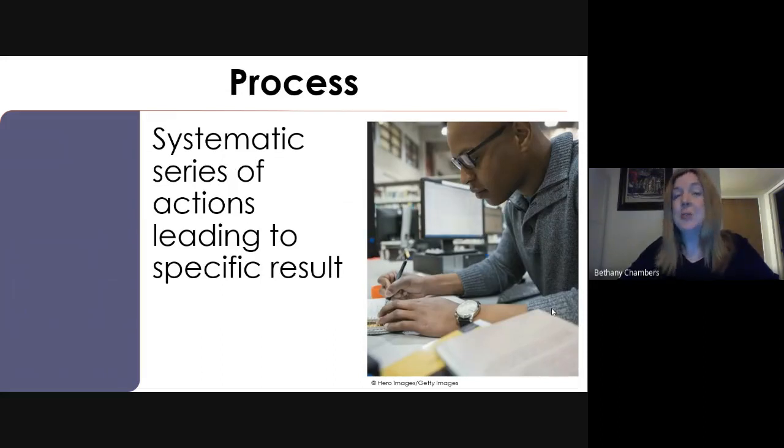The process speech, which you guys have already done, is the systematic series of actions that lead to a specific result. But you guys are already very aware of what it takes to put together a process speech, so we're not going to belabor that at this point.